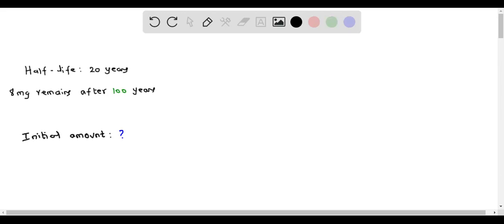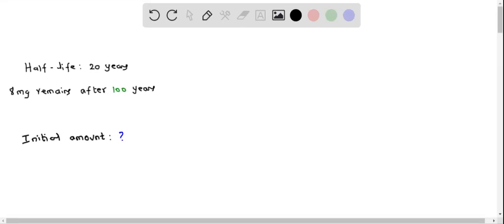In this question, we are given that the half-life of a radioactive substance is 20 years and only 8 milligrams remain after 100 years. In this situation, we have to determine the initial amount of the radioactive substance. First, I'm going to write down the equation which represents the amount of the substance at time t.